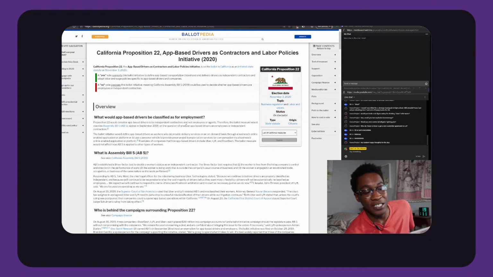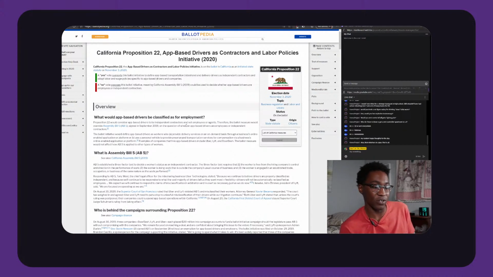State Measure 22 exempts app-based transportation and delivery companies from providing employee benefits to certain drivers.